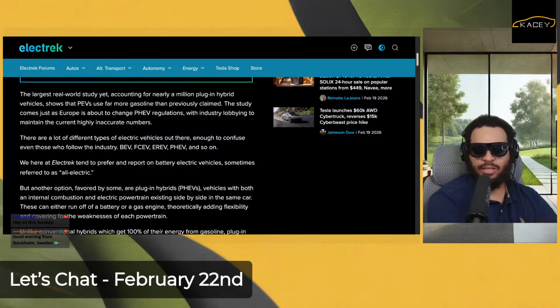There are a lot of different types of electric vehicles out there, enough to confuse even those who follow the industry. You got battery electric vehicles, fuel cell electric vehicles, electric range EVs. I'm not entirely sure what the EV is here. PHEV is plug-in hybrid electric vehicle. Extended range EV. Yeah, extended range EV. So it's a Rex. And so on.